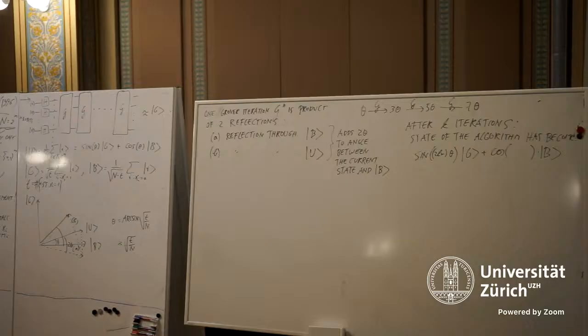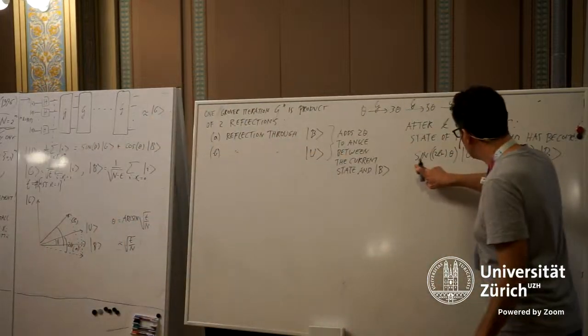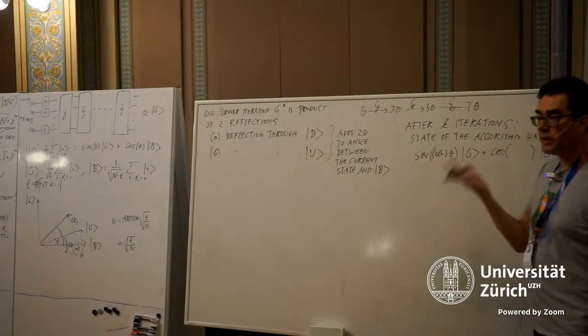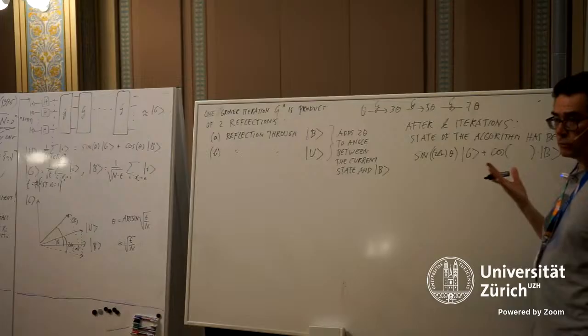Yeah, so what you want to do is you want the weight, or the amplitude, in front of the good state to become essentially 1. Right? Now, for what angle is the sine of that angle equal to 1? It's when the angle is pi over 2, or 90 degrees.